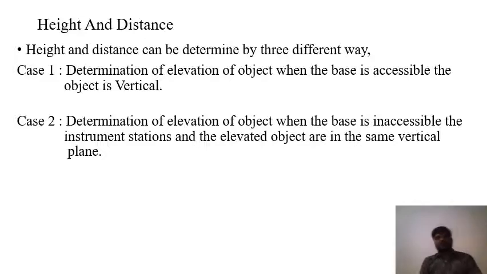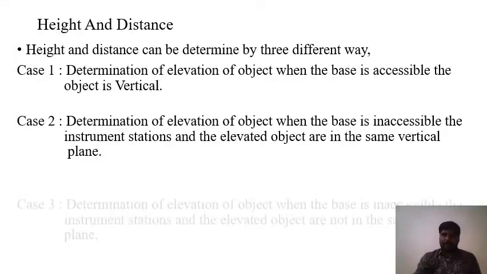Case number two, this is just an overview. Determination of elevation of the object when the base is inaccessible, and the instrument station and the elevated object are in the same vertical plane. What happens? The base is inaccessible; there is some obstacle, like a river or a hilly region, so we can't see the object easily. That's why it is inaccessible, and that's why we have to use this method, with the instrument station and elevated object in the same vertical plane.